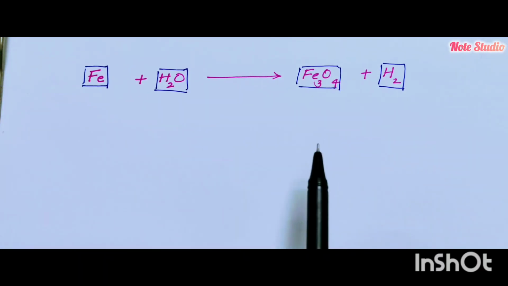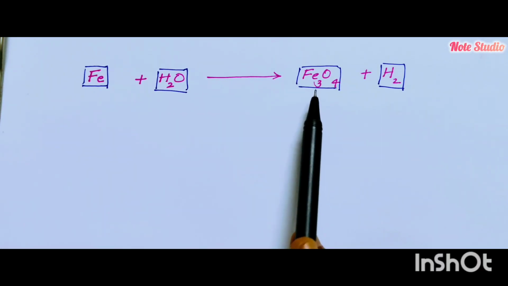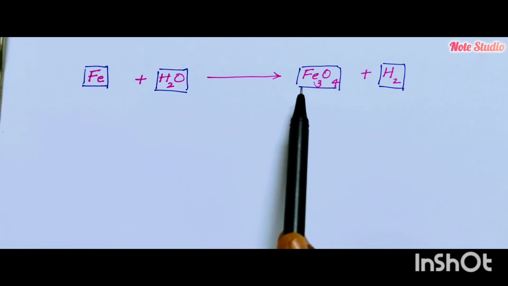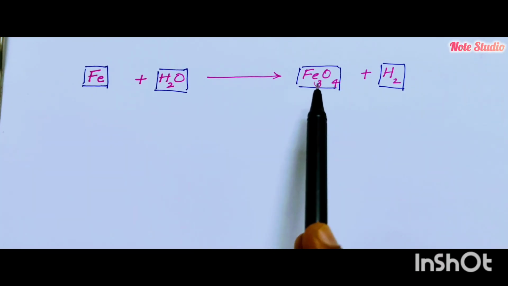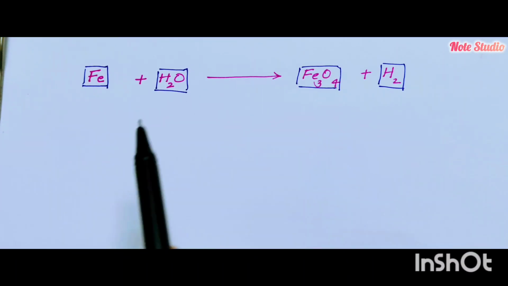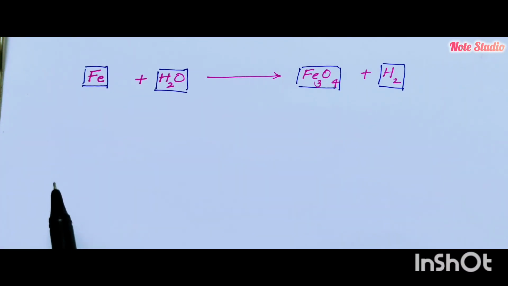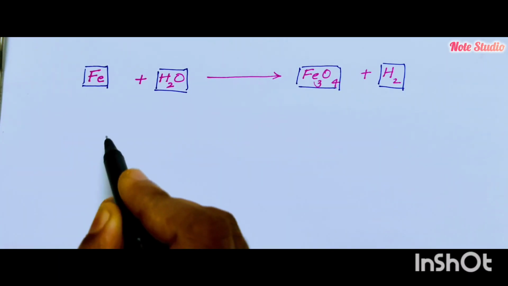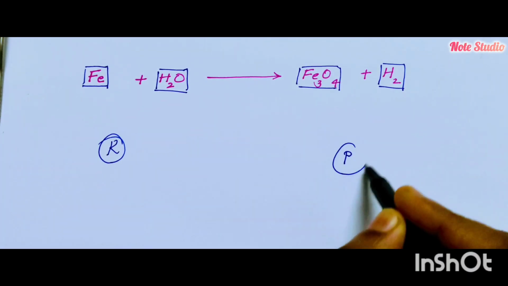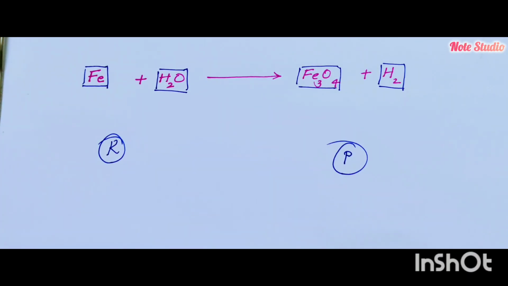We have to see the biggest formula. This is the biggest formula. Then the maximum number of atoms in that formula. Here we can find oxygen. Before that, we have to count the number of atoms present in the reactant as well as the product side. Now this is the reactant side, right? This is the product side. Okay. Now let us count the number of atoms.